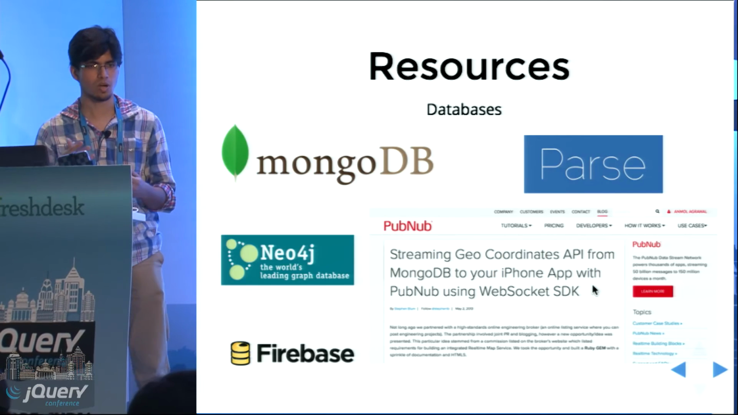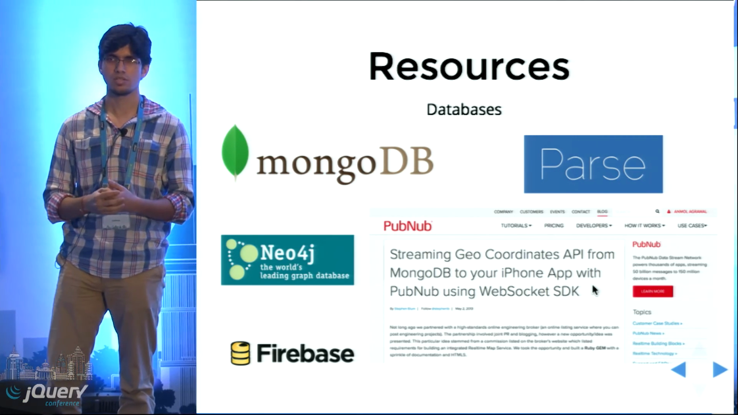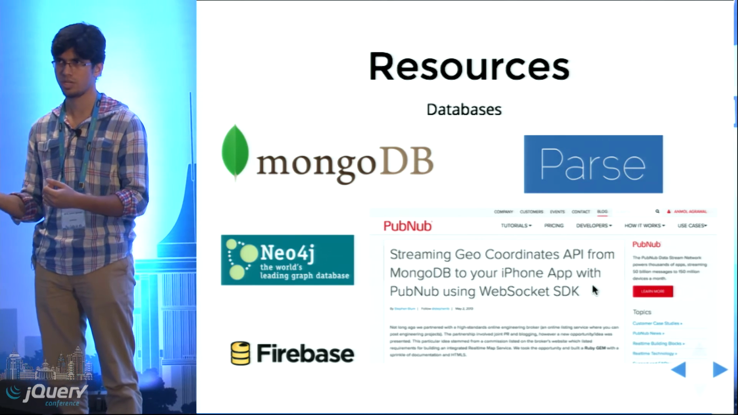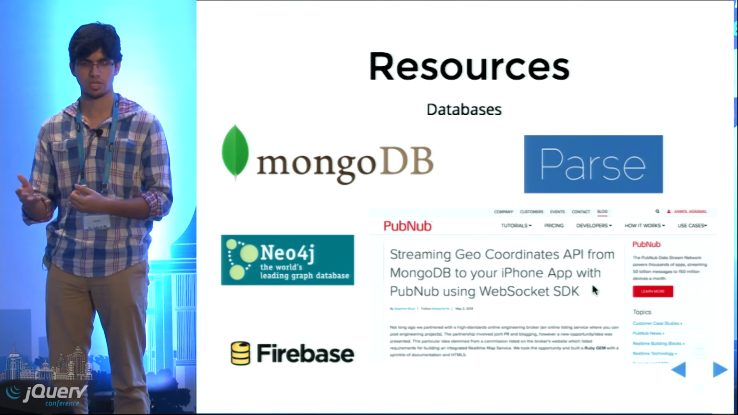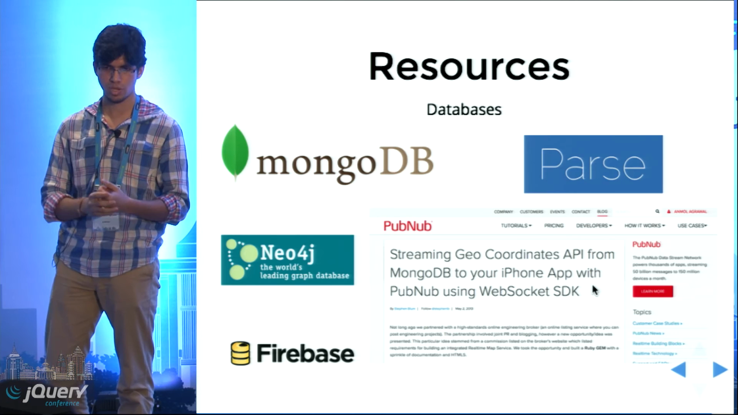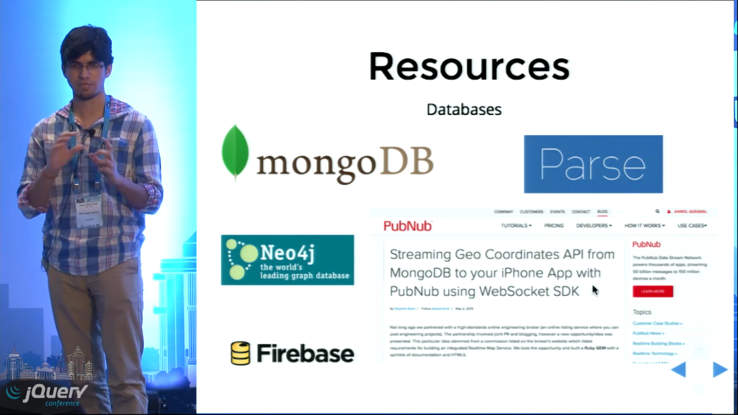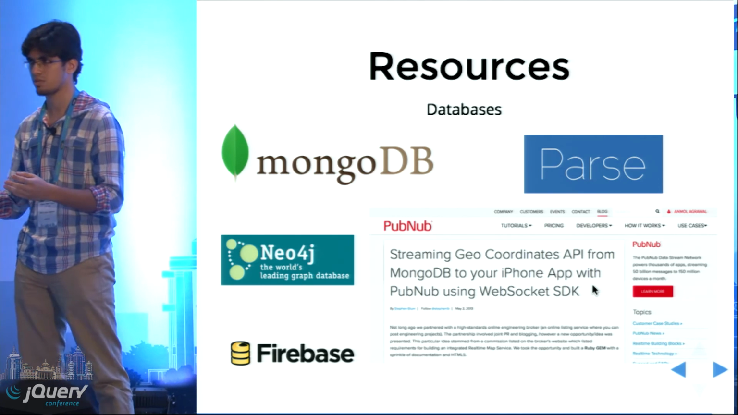And lastly, to work with databases for IoT, preferably NoSQL databases, like MongoDB, Neo4j, which is a graph database, Parse, and Firebase, which is a document database on the cloud. I have also attached a clipping of the article which shows how to make PubNub work with MongoDB in real time.